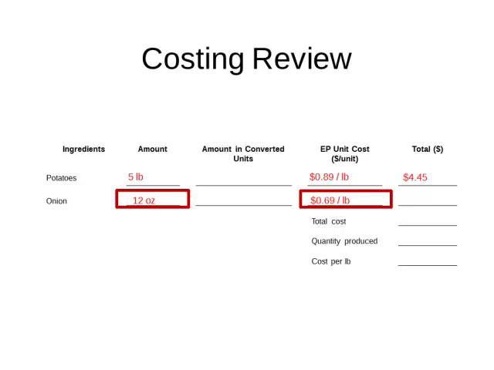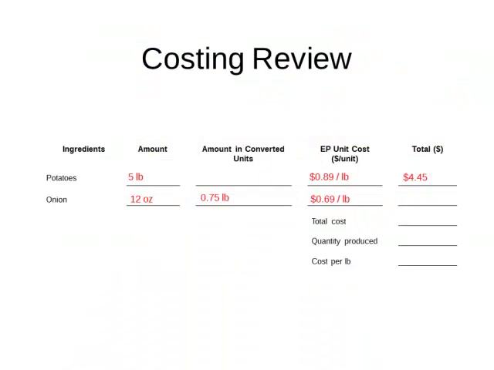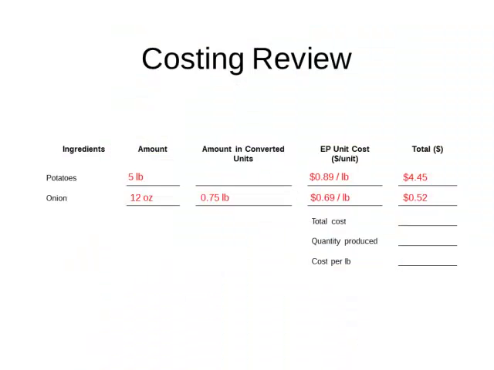To find the total cost of the ingredient, we must first convert the quantity of onions so that the units of measurements match. Knowing that there are 16 ounces in 1 pound, we can divide 12 by 16 to get 0.75 pounds of onion. Now we can multiply this quantity of onions by the EP unit cost. So 0.75 pounds times 69 cents equals 0.5175. Since we're dealing with currency, we round all final costs to the nearest penny, so this becomes 52 cents.